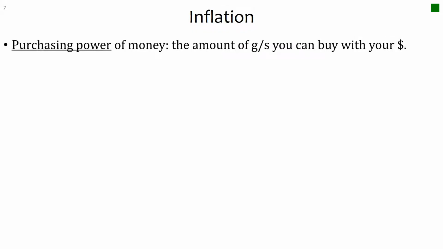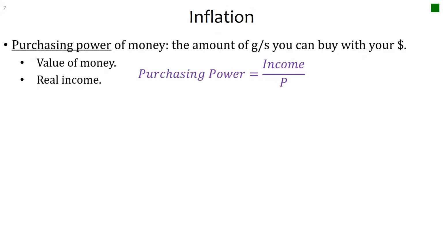A very important and cool concept that we talk about when we talk about inflation is purchasing power. And that is the amount of goods and services you can buy with your dollar. It's also called the value of money and real income. Okay, so value of money not in terms of currency exchange, but the ability of your dollar to buy goods and services for you. It has a simple formula.